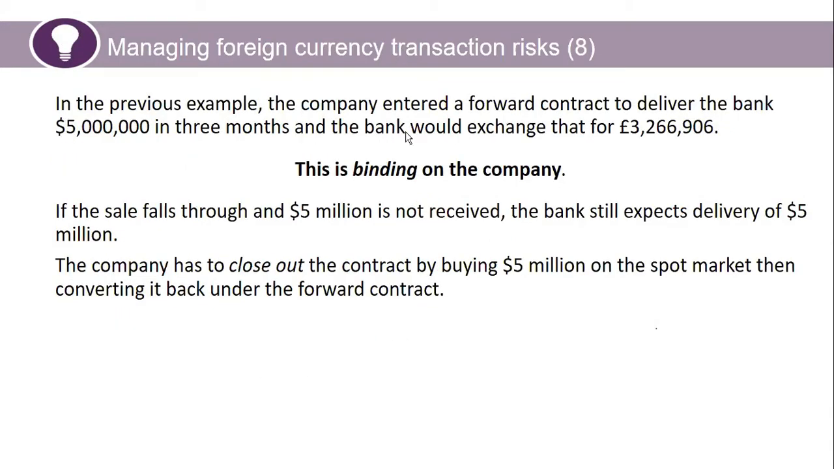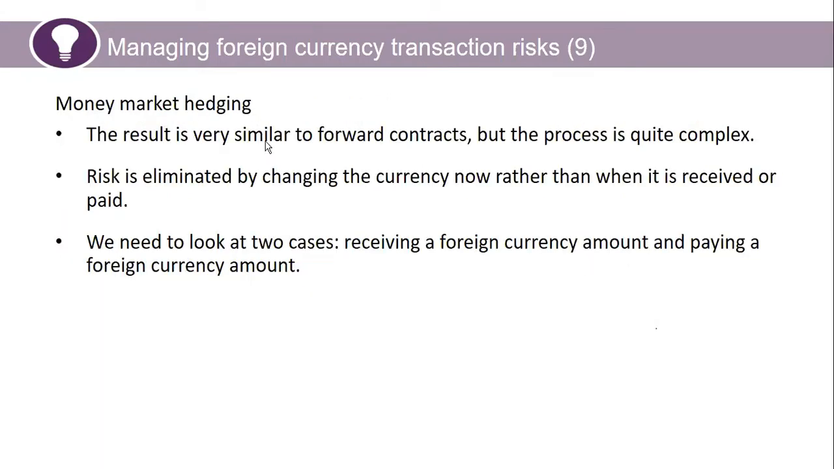In the previous example, the company entered a forward contract to deliver the bank $5 million in 3 months, and the bank would exchange that for 3,266,906 pounds. This is binding on the company. If the sale falls through and $5 million is not received, the bank still expects delivery of $5 million. The company has to close out the contract by buying $5 million on the spot market and then converting it back under the forward contract. Because forward contracts, like I told you before, are binding contracts. They must be executed. Okay, money market hedging.